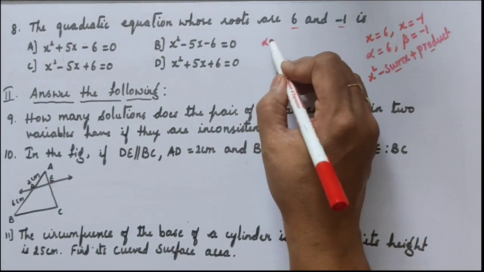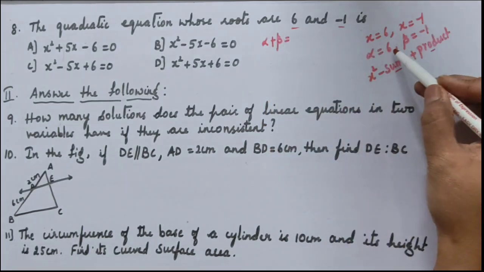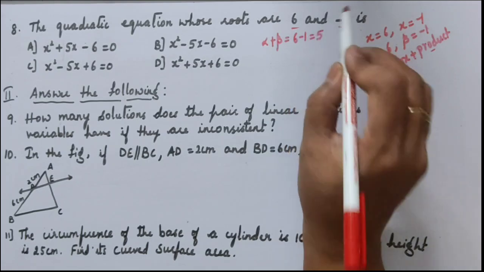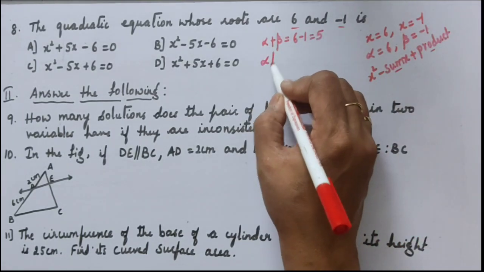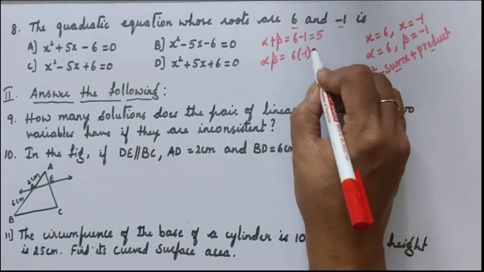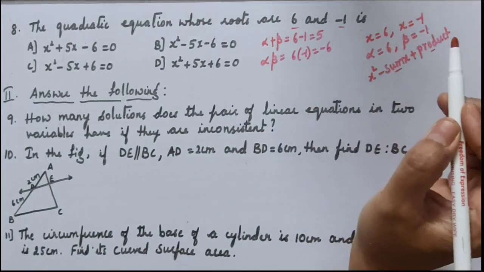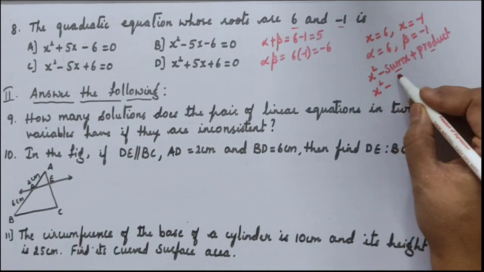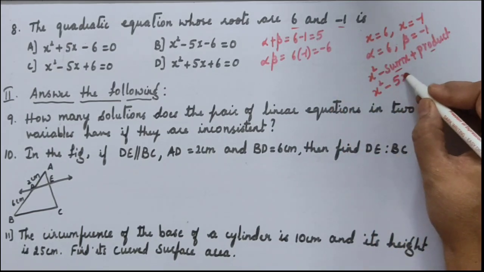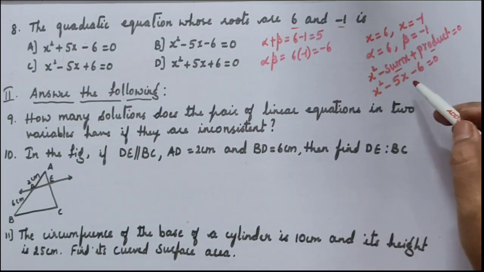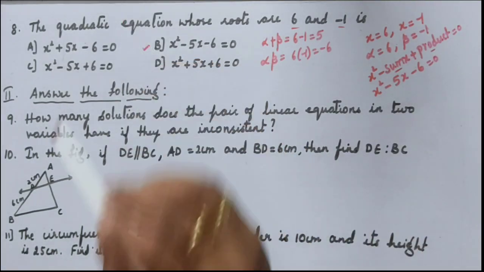The sum, alpha plus beta, is equal to 6 minus 1, which is 5. And the product, alpha beta, is 6 into -1, which is -6. Now we have the sum as well as the product. So x square minus 5x, product is -6, and since it is an equation, we write equals 0. So option B is correct.